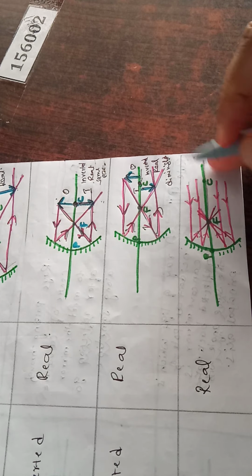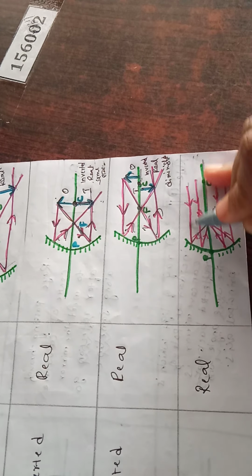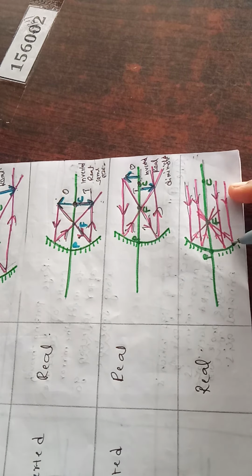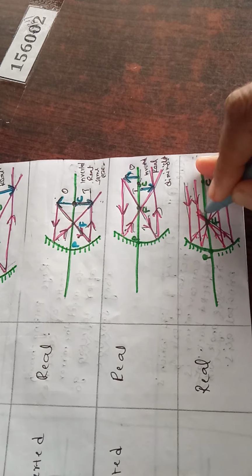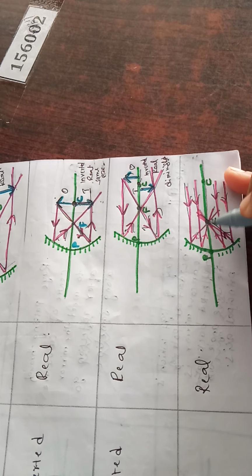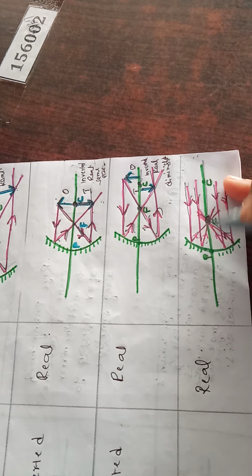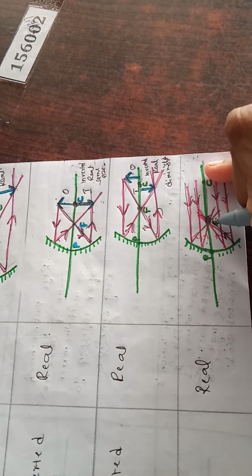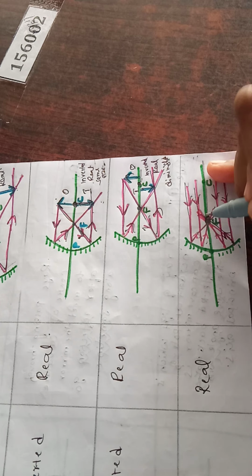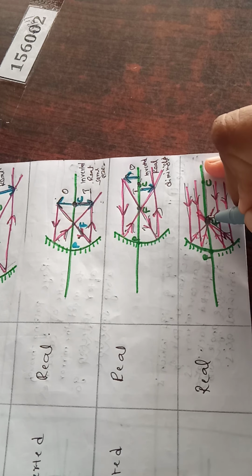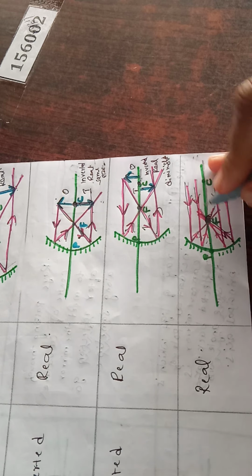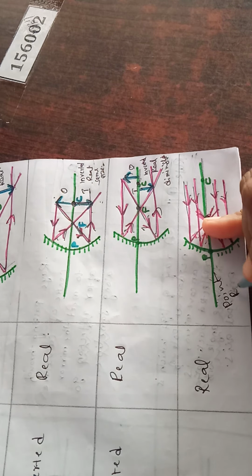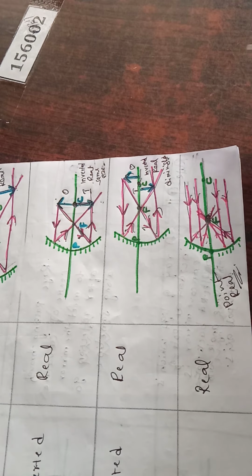Now next, last one. Here the object is placed at infinity. These are the rays coming from the object which is placed at infinity. After reflection, what is happening? You see, they all are meeting at one particular point. After reflection from the concave mirror, they all are concentrating at one particular point, that we call the principal focus. And here the image is of point size and it is a real image.